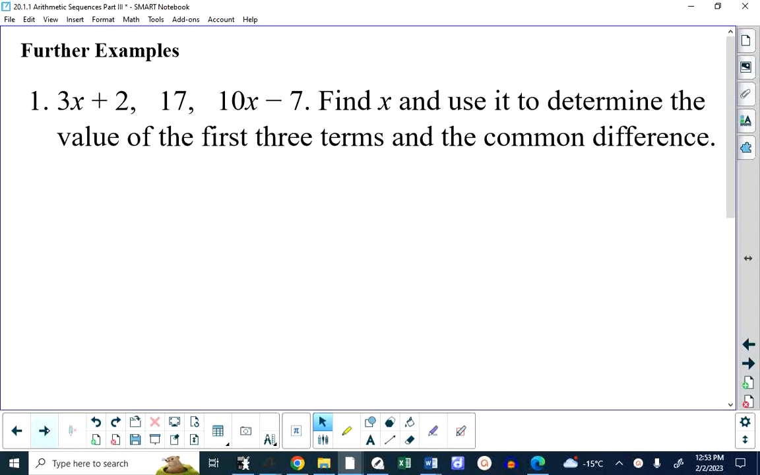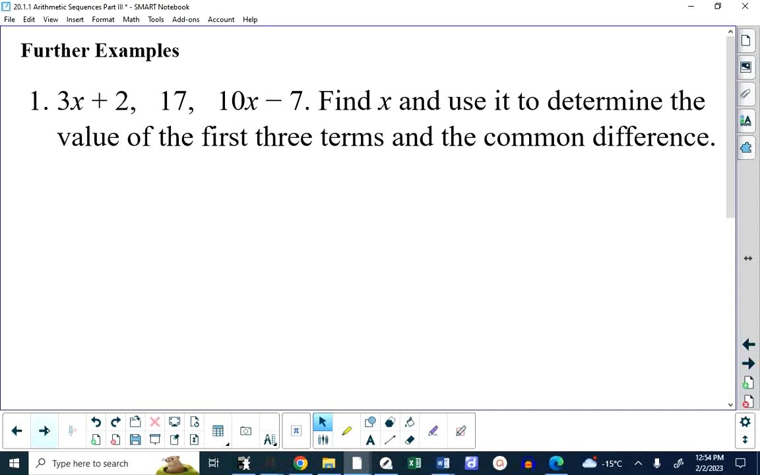But what we're given here are three terms of an arithmetic sequence, and they're algebraic in nature. The first term is 3x plus 2, the second term is 17, and the last term is 10x minus 7. Okay? X has a particular value. It says find x. Well, look, can we just try something here? It's not going to work.